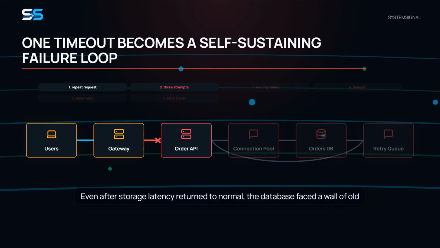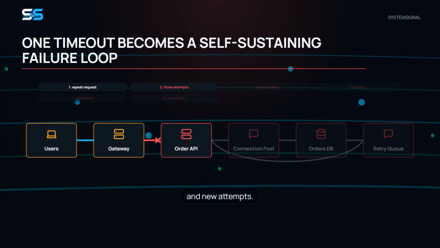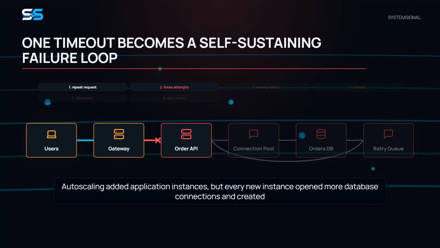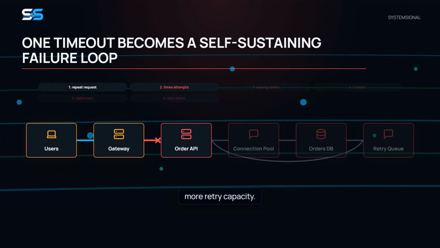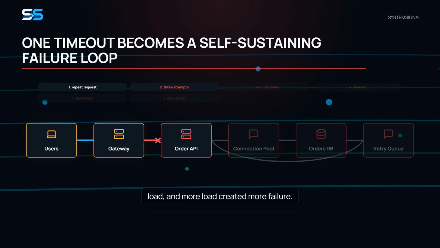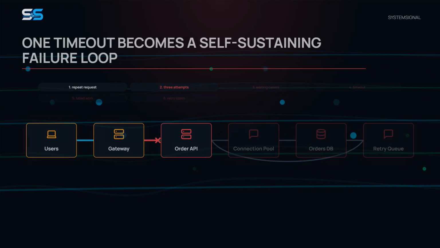Even after storage latency returned to normal, the database faced a wall of old and new attempts. Successful responses could not drain the backlog faster than retries replenished it. Autoscaling added application instances, but every new instance opened more database connections and created more retry capacity. The system had crossed from dependency failure into positive feedback. More failure created more load, and more load created more failure.